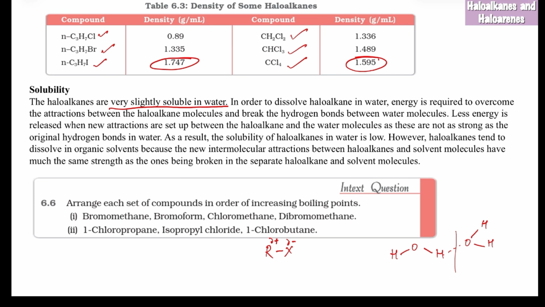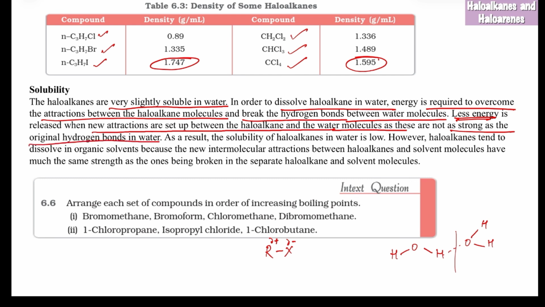So here it is written, in order to dissolve haloalkane in water, energy is required to overcome the attractions between the haloalkane molecules, these are the dipole-dipole attractions and van der Waals attraction, and to break the hydrogen bonds between the water molecules. Less energy is released when new attractions are set up between haloalkane and the water molecules, and these are not as strong as the original hydrogen bonds in water. So solubility of haloalkanes in water is low.